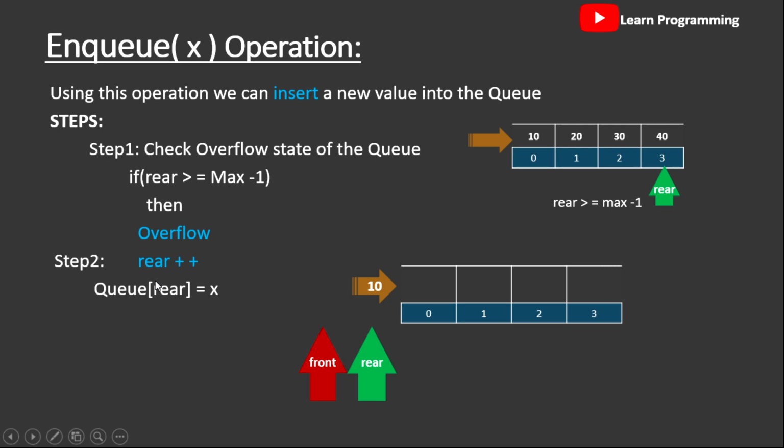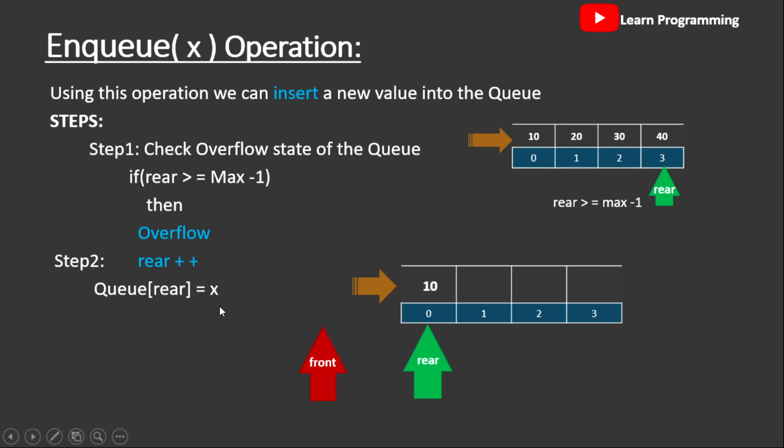So let me increment the rear position by 1 now. Here I have changed the rear value from -1 to 0. Now I can insert q of rear equals x, which is q of 0 equals x, which is 10. Now I am inserting value 10.